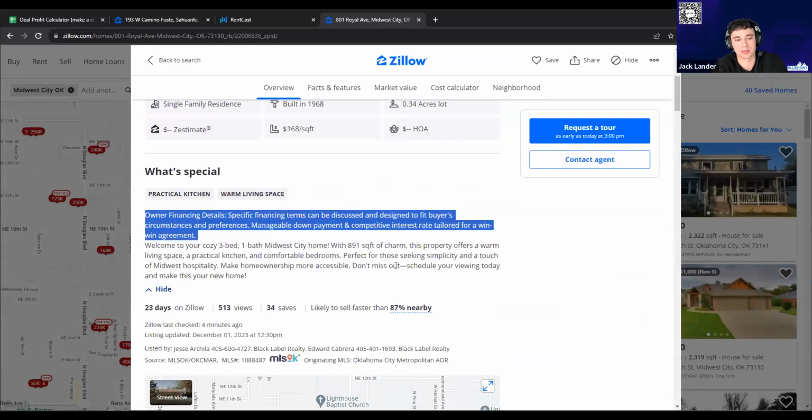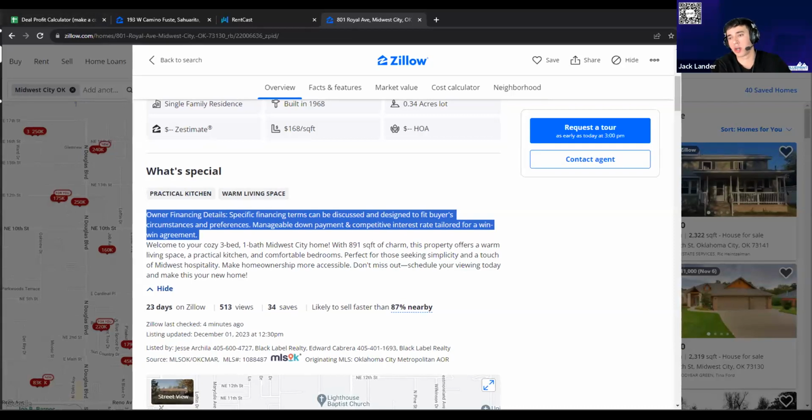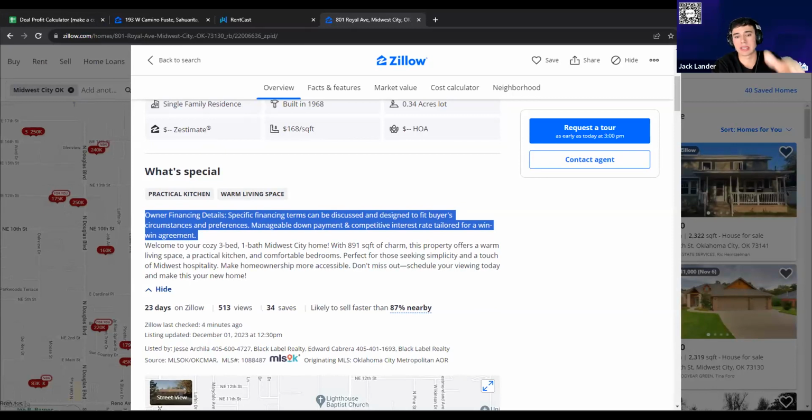So that's pretty much what yours was. Essentially on there, I took over this property sub two. It's like a 2.67% interest rate loan. And basically, owner financing deals, specific financing terms can be discussed and designed to fit buyer circumstances and preferences, manageable down payment, and competitive interest rates. So essentially, what I did there is I took over that low interest rate loan sub two. And what I'm trying to do now is owner finance it to an end buyer who ideally comes with enough of a down payment that would cover pretty much all or close to the entry fee that I paid to get this house.